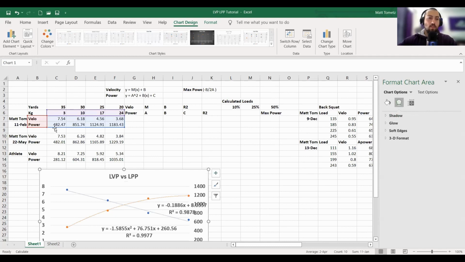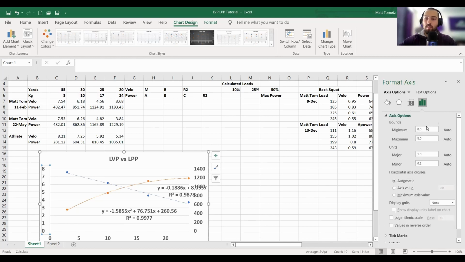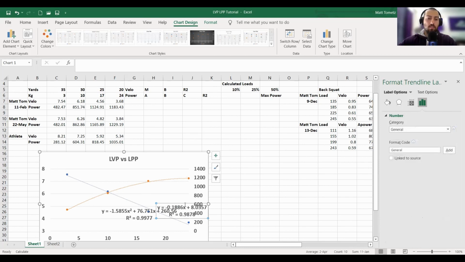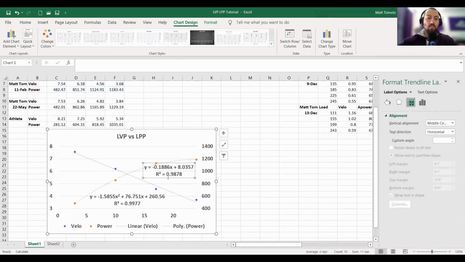My velocity, the lowest velocity I had was 3.68. So I'm just going to change this to 3. And you can see how it auto adjusts right there. And once you get one pretty, it's pretty easy to get the rest. My lowest power output was 480, so I'm just going to change this one to 400. All right, so now our axes look a little better. I got some space for the equations.